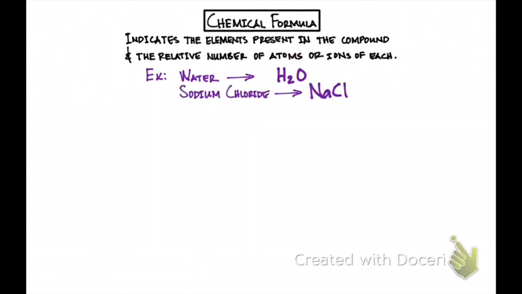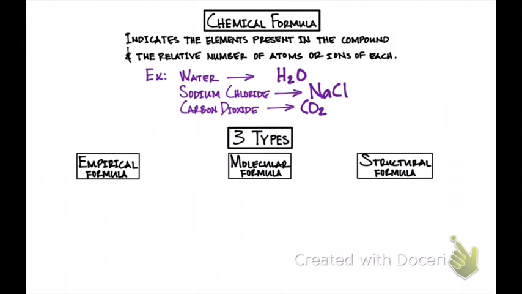Sodium chloride has this chemical formula, NaCl. So you have 1 sodium per 1 chlorine. And carbon dioxide, 1 carbon for every 2 atoms of oxygen. You could have glucose, which is again C6H12O6. And there are actually 3 different types of chemical formulas. We have empirical formula, molecular formula, and structural formula.